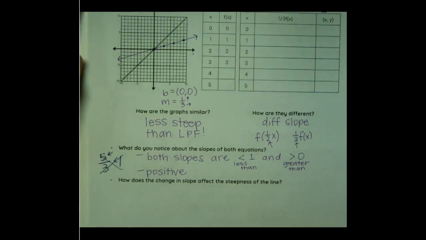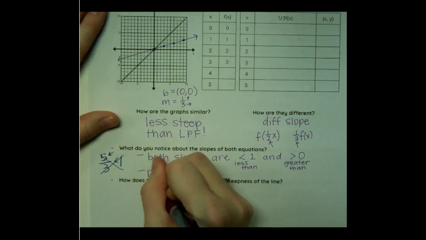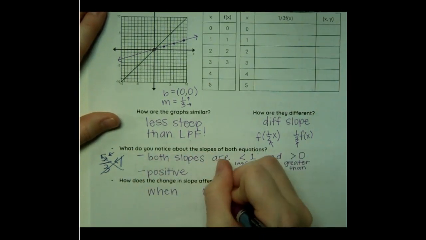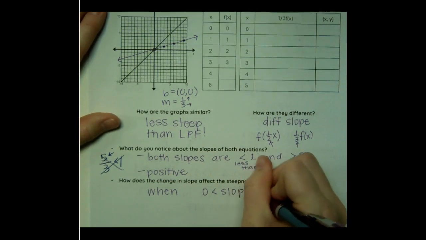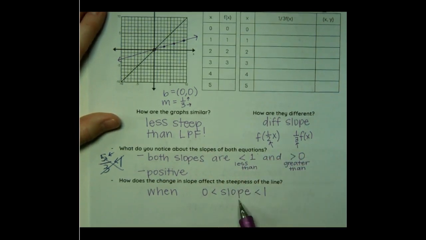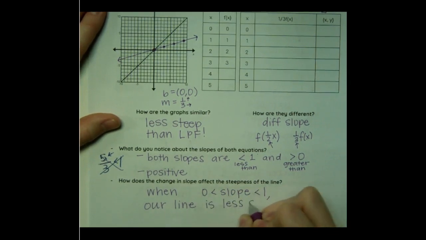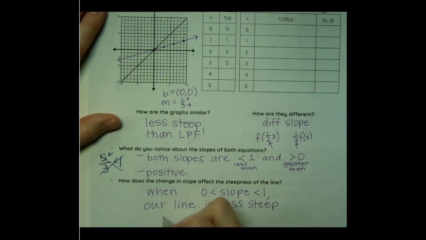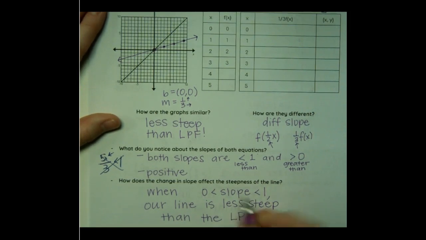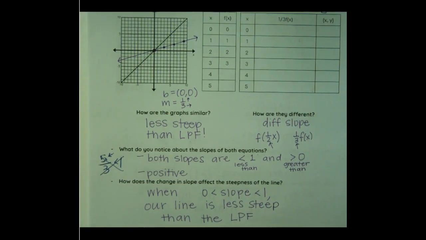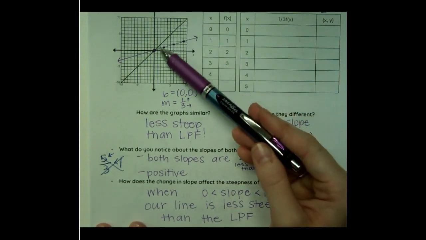So how does the change in the slope affect the steepness? When slope is in between 0 and 1, so slope is greater than 0, bigger than 0, and smaller or less than 1, our line is less steep than the linear parent function. So we're always looking to compare it to our linear parent function, which is this black line.